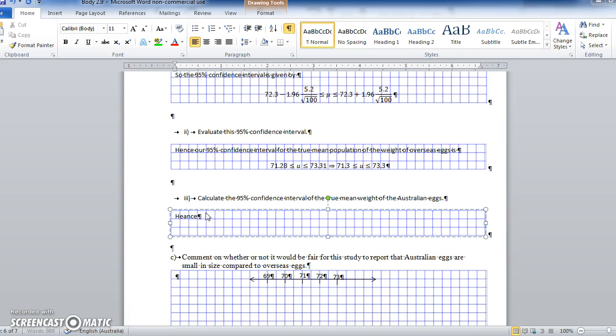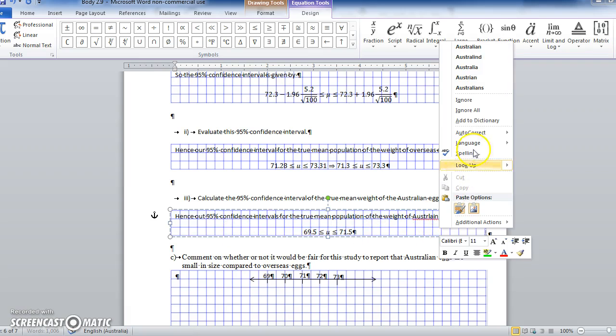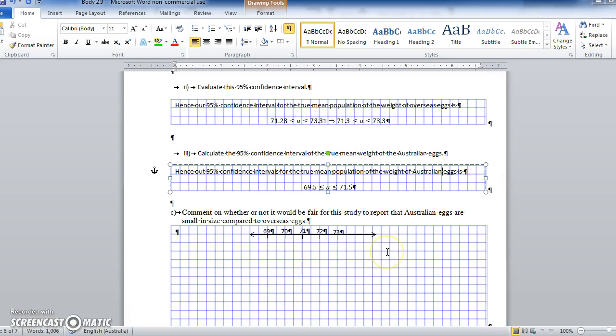Hence our 95% confidence interval for the true mean population of the weight of Australian eggs is 69.5 less than or equal to mu, which is less than or equal to 71.5. Again, to 3 significant figures to be consistent with SACE.